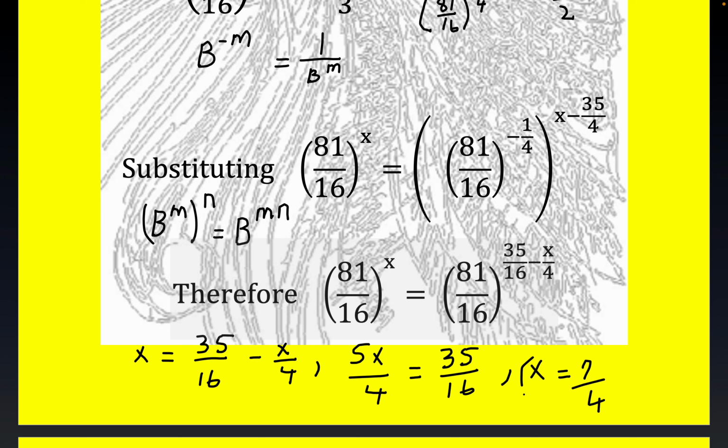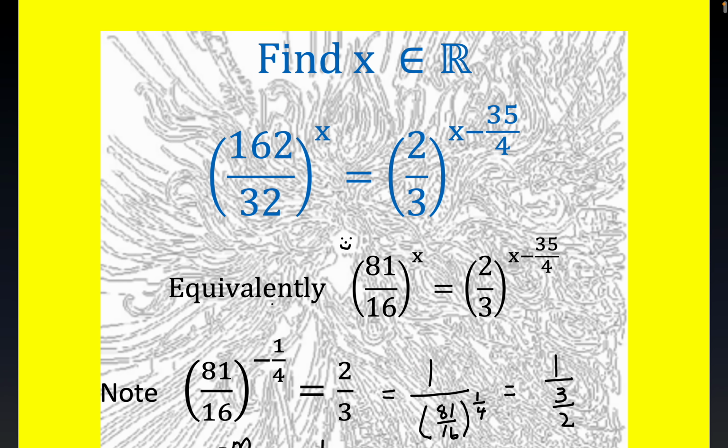Okay, so that's it. x equals 7/4 is the solution to the original equation. Now, if you want to, you can run up here and check it yourself. But again, x equals 7/4 is the rational solution to this exponential equation.